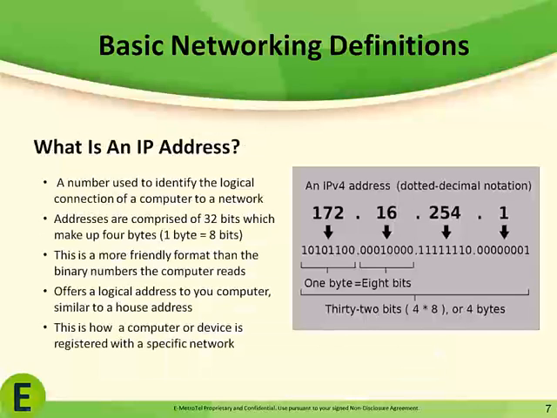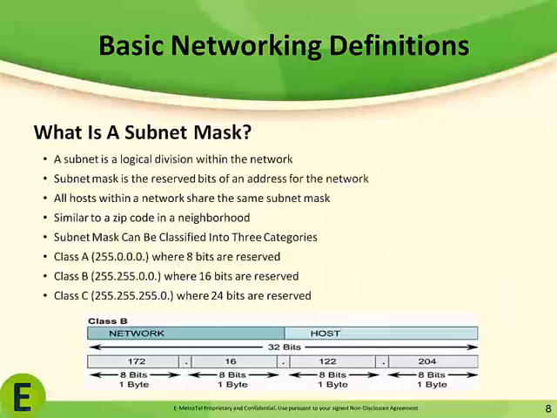An IP address is a number used to identify the logical connection of a computer to a network. Addresses are comprised of 32 bits, which make up 4 bytes. 1 byte equals 8 bits. This is a more friendly format than the binary numbers computers normally read. This also offers a logical address to your computer, similar to your house address. This is how a computer or device is registered with a specific network.